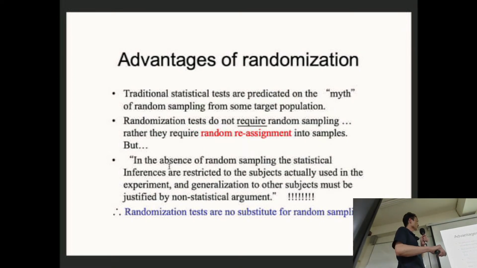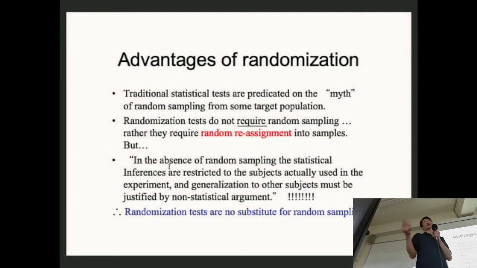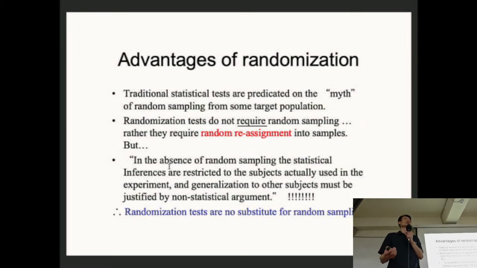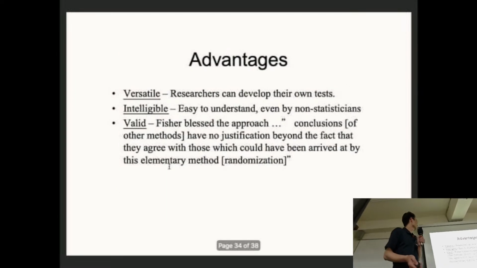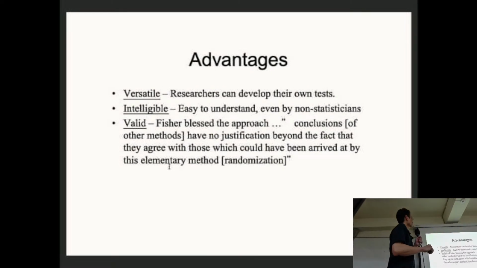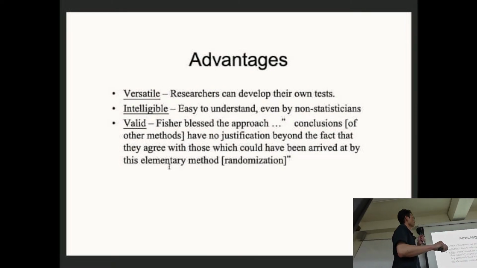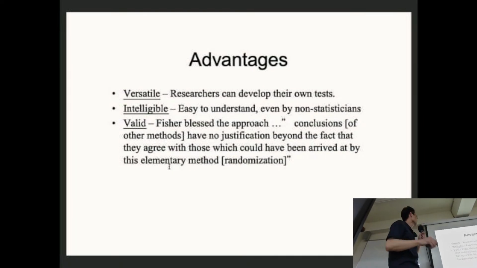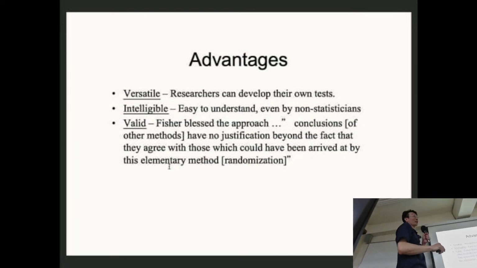So randomization tests are no substitute for random sampling. But it has an advantage: you do not require the data to follow any distribution, because in any case you are able to generate your null distribution following your null hypothesis. So it's versatile. Researchers can develop their own test. For example, I developed my own test for the shift of the distribution regime. And it's easy to understand.